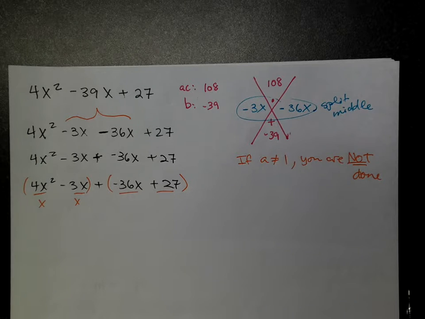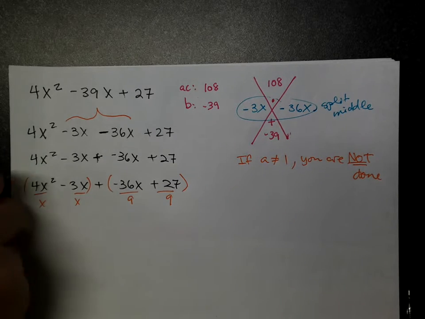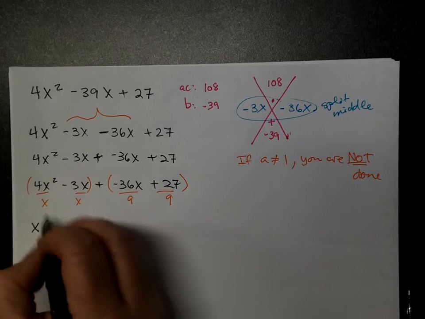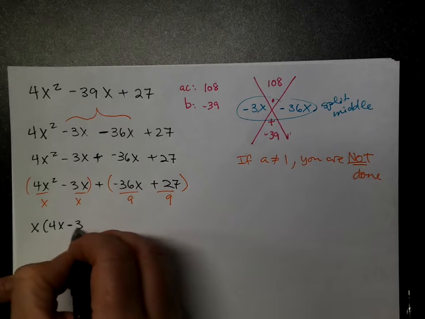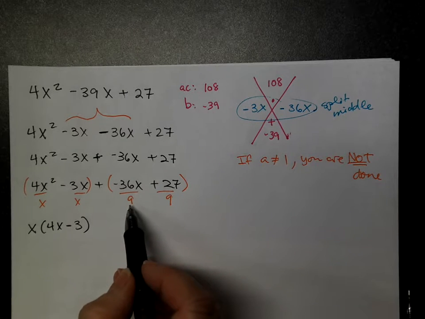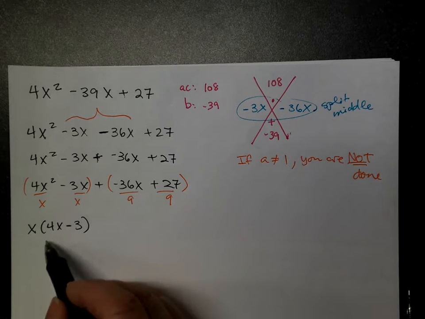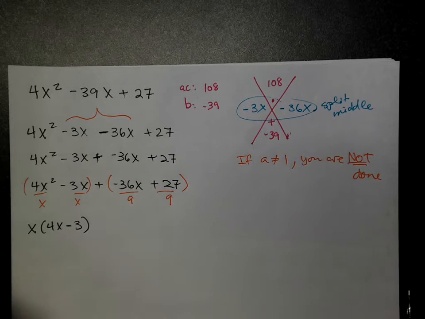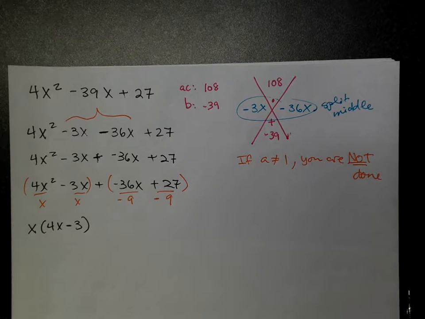They'll be opposites. If you just pull out a positive 9, here you pull out an x, and I'm left with 4x minus 3. Okay? Now, if I just pull out a 9, what am I going to be left with here? Negative 4x. It's not going to match. So if you make this sign flip, then your second GCF must be negative.